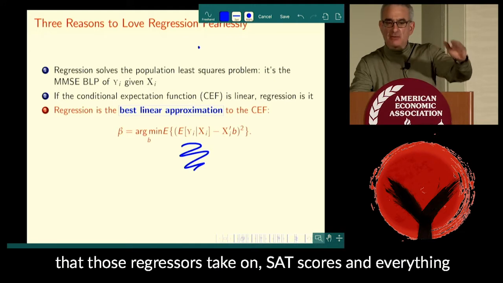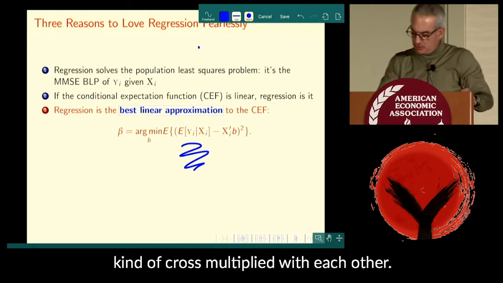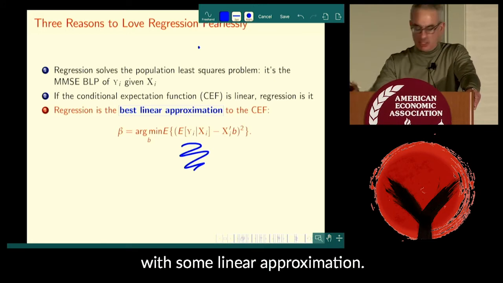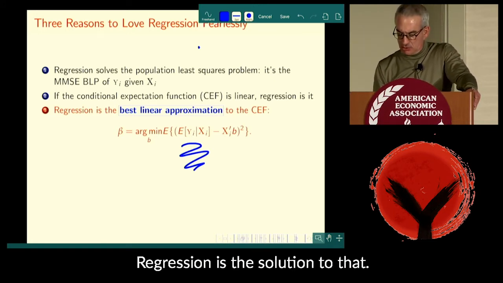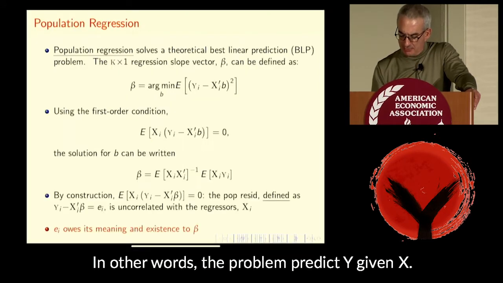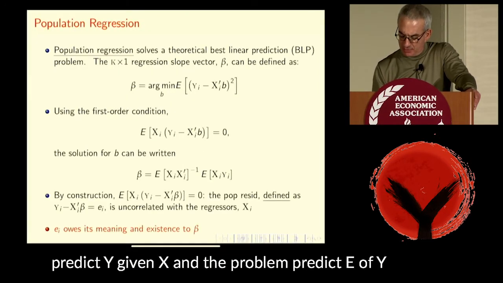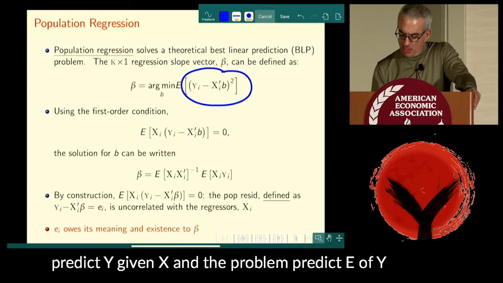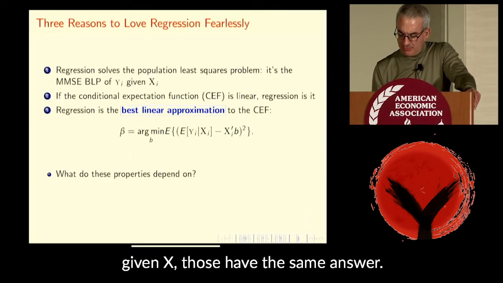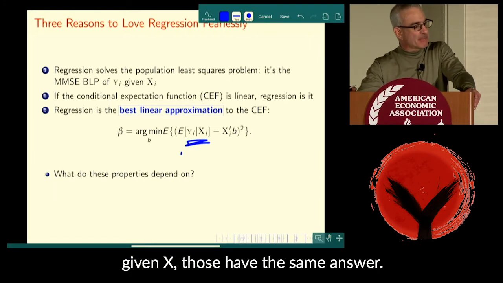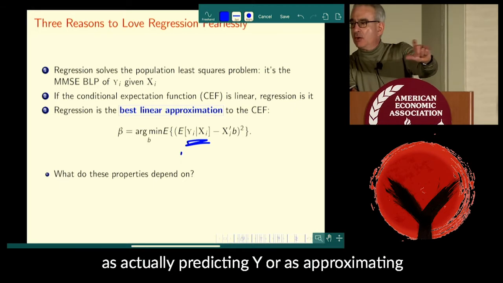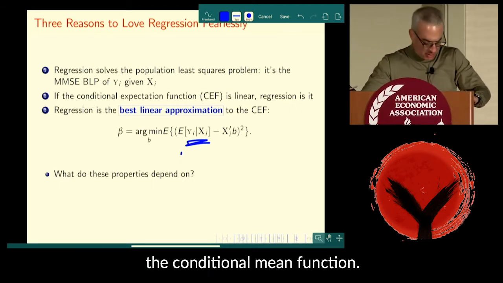SAT scores and everything kind of cross-multiplied with each other. So I'd like to summarize that with some linear approximation. Regression is the solution to that. In other words, the problem predict y given x, and the problem predict E of y given x, those have the same answer. So you can either think of regression as actually predicting y or as approximating the conditional mean function.